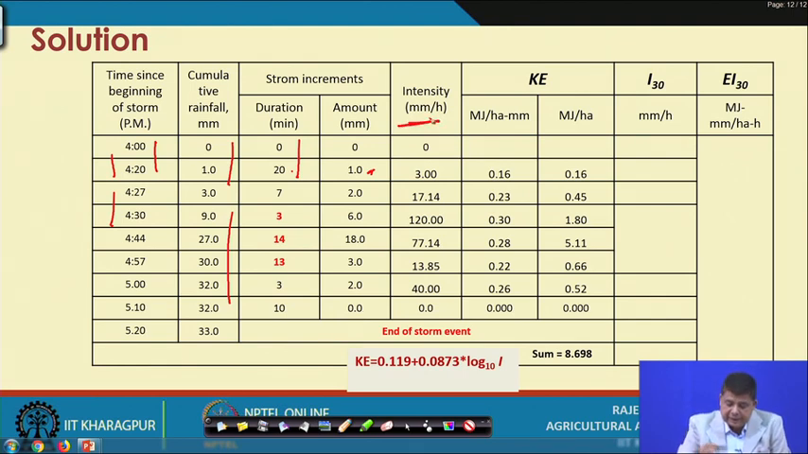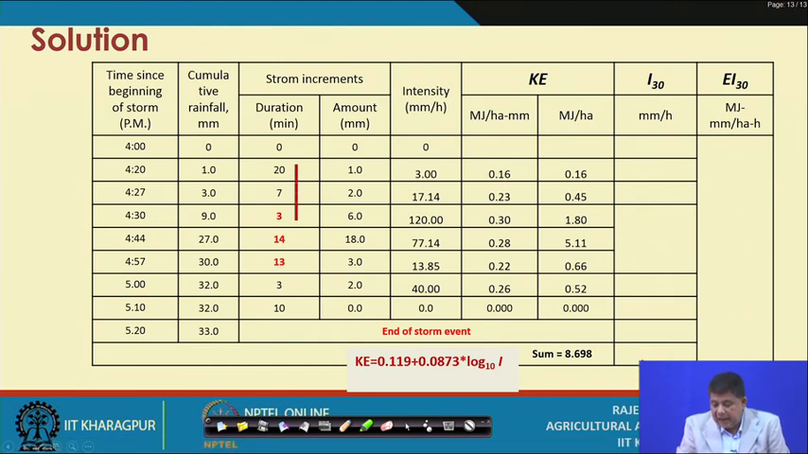And once we know the intensity of rainfall, by using the Smith and Smith equation, we can calculate kinetic energy in megajoules per hectare millimeter, and then again by multiplying this with the total magnitude of rainfall, we can get the kinetic energy in megajoules per hectare. That is what we want. And then the next part of this problem is to be able to estimate the I30.